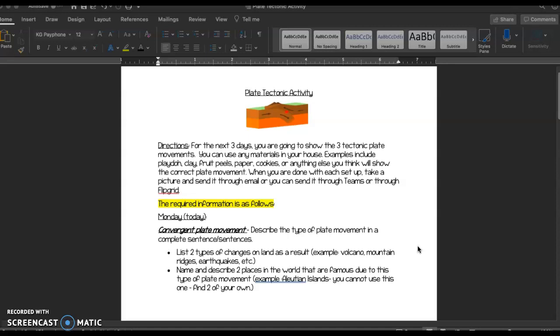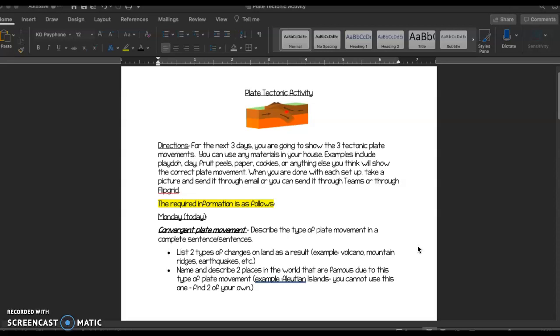So, this week, what we are going to do today is you are actually going to take the plate tectonics that we learned about last week, and this week, you are actually going to do hands on activities or models for them. So, over the next 3 days, you are going to show the three plate tectonic movements.